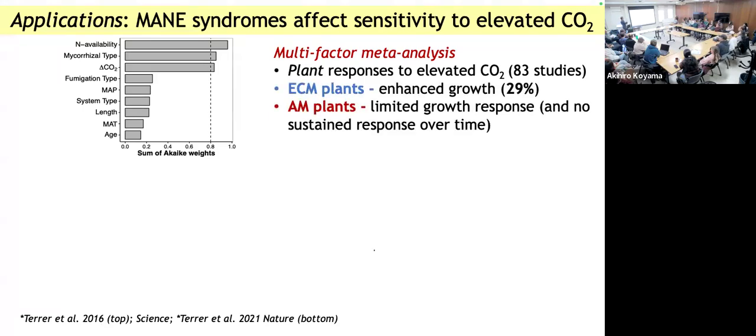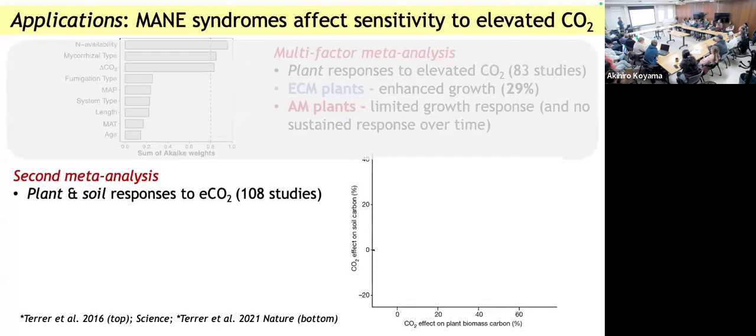The ECM plants in this analysis ended up being about 30% greater, consistent with those FACE forests I showed you before, and the AM plants had little to no growth response. But we weren't totally satisfied because, as I told you at the beginning of this talk, there's carbon being stored above ground, but there's also carbon being stored below ground. Are those related? If they are related, then we can learn a lot from that. If they're not related or they're offsetting, that could be troubling.